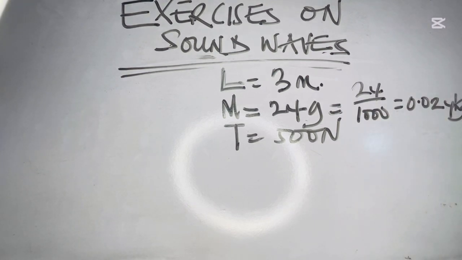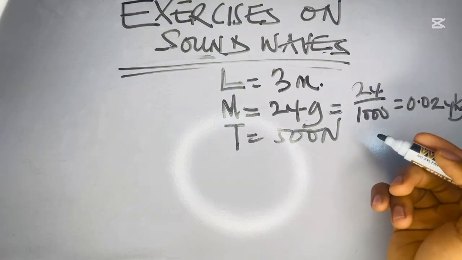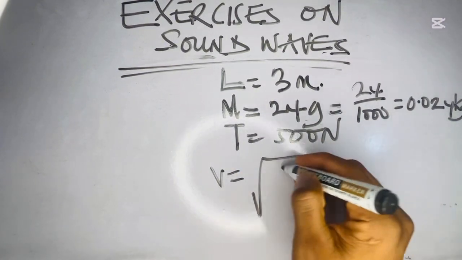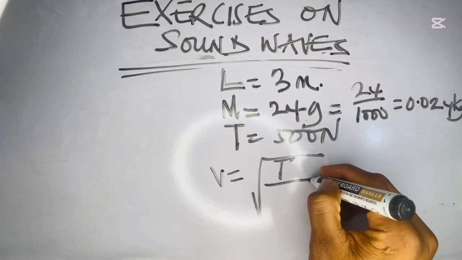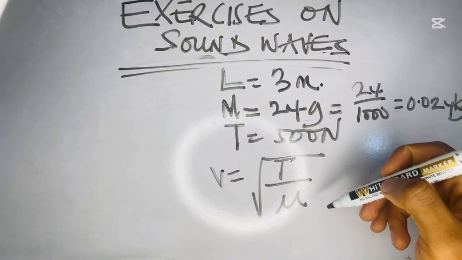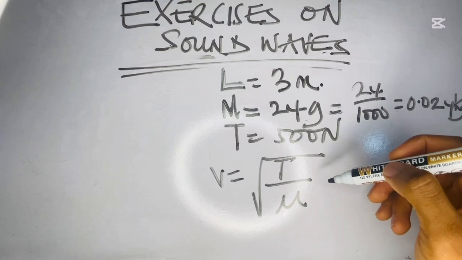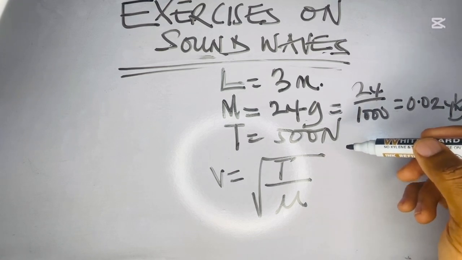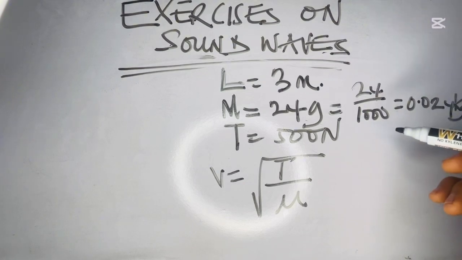Alright, so 0.024 kilograms. That is the mass. So now we are told to look for velocity. Velocity is equal to, in this case, the square root of the tension all over mu. This mu here is more like the factor of the density of the material.